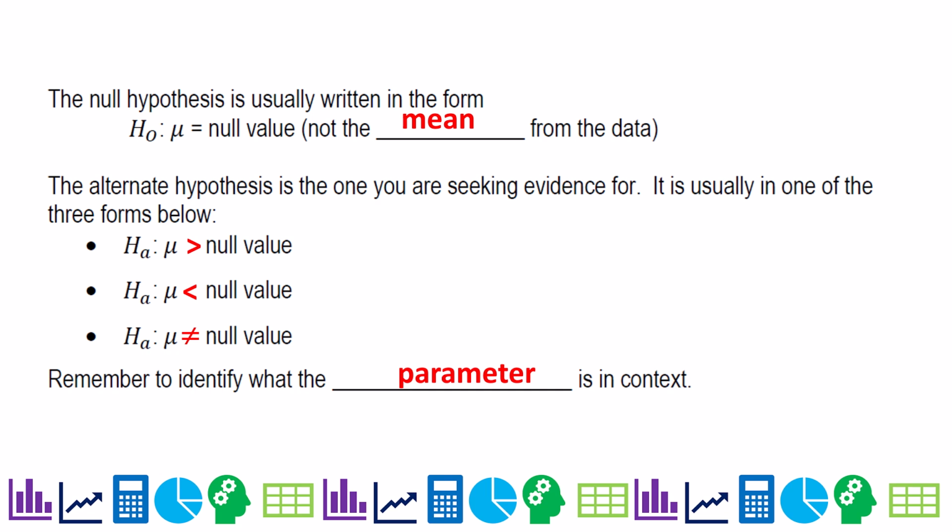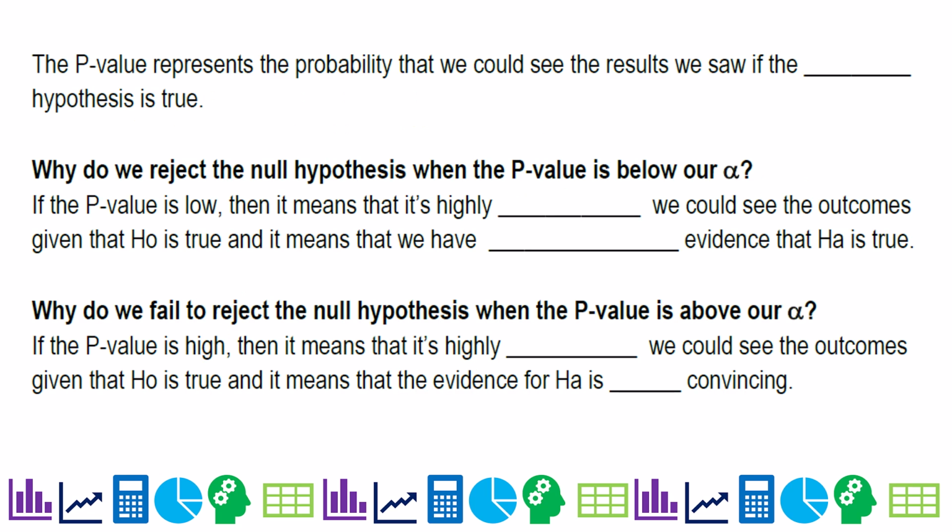Okay, so one of the things we're going to be finding is something called the p-value. And that represents the probability that we could see the results we saw if our assumption is actually true. So why do we reject the null hypothesis? In other words, why would we change our mind? Well, if the p-value is low, that means it's highly unlikely we would see the data we got, given that our assumption is true. And since that's unusual, we're like, oh, we should change our minds. And it means we have convincing evidence that HA is true.